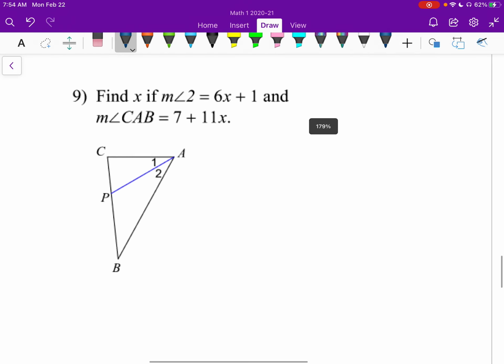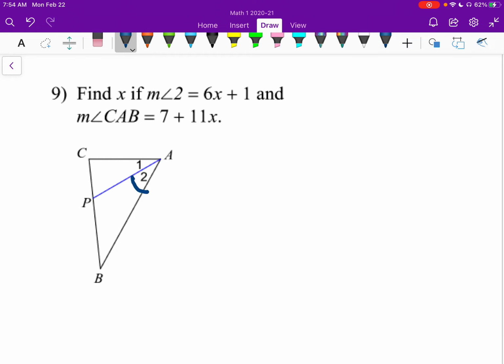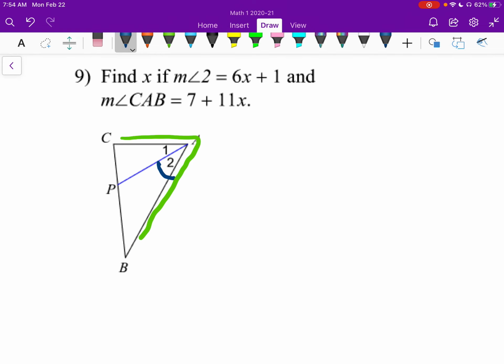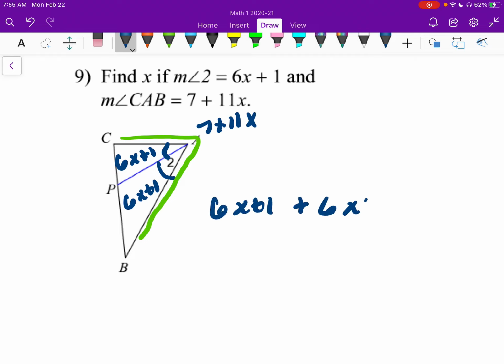Last up, number 9. Measure of angle 2 is 6x plus 1. And then CAB is 7 plus 11x. CAB is the big angle here, right? So 2 is 6x plus 1. It has to be congruent to angle 1, so this is also 6x plus 1. And then the big thing is 7 plus 11x. So I can add up the two small ones, and they have to be equal to the big one. So 6x plus 1 plus 6x plus 1 is 7 plus 11x.